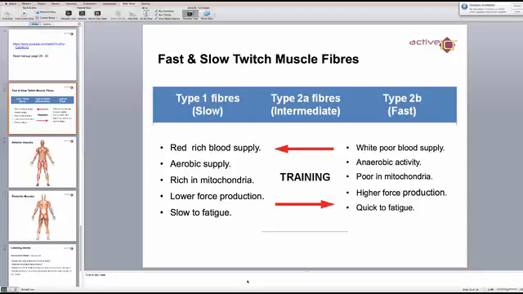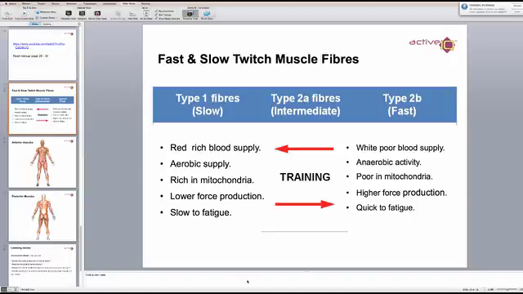Then we have our type 2, which are fast twitch muscle fibers, and they are the muscle fibers that we use when we're going to do sort of a sprint type activity, or something that is very anaerobic in nature with reduced blood supply in comparison to the type 1.